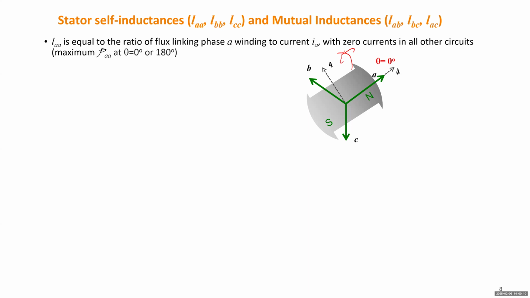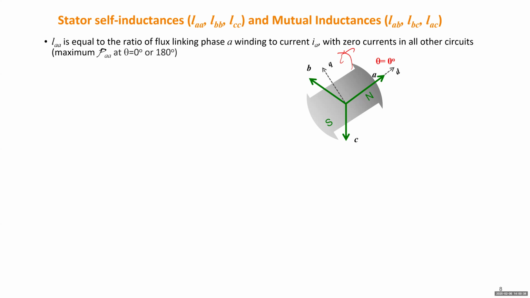So this self-inductance LAA is equal to the ratio of the flux linkage of the phase A winding to the current IA. It's basically just the flux linkage divided by the current IA. And you need to assume the current of the other circuits to be 0. We have analyzed this from previous slides.